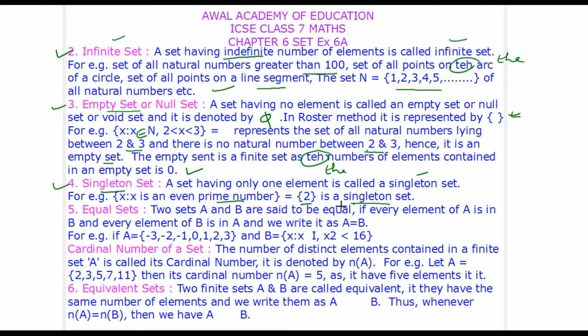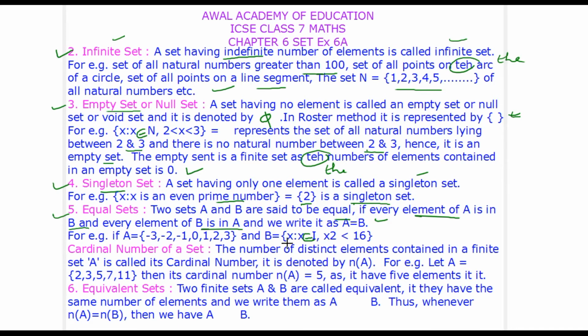Next we will move on to equal sets. Two sets A and B are said to be equal if every element of A is in B and every element of B is in A. So we write it as A is equal to B. For example, if A is minus 3, minus 2, minus 1, 0, 1, 2, 3, so these are what? These are all integers. So how will we read it?